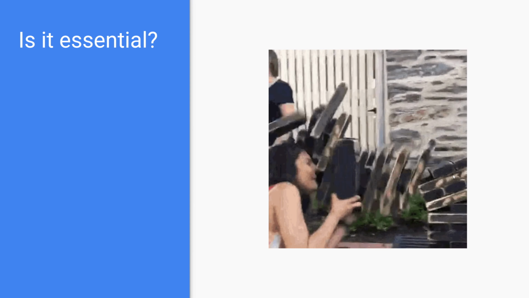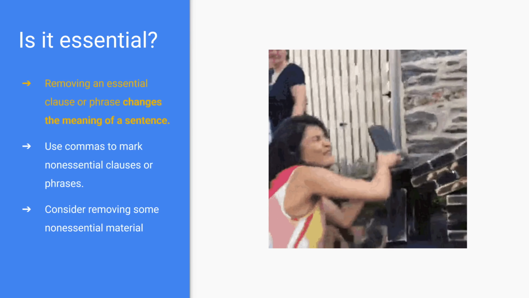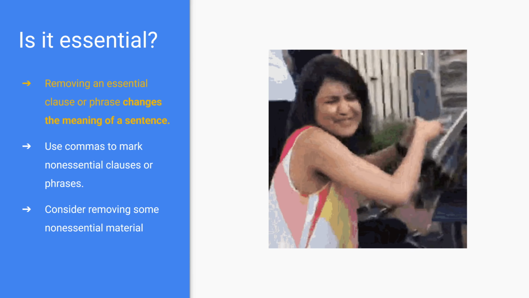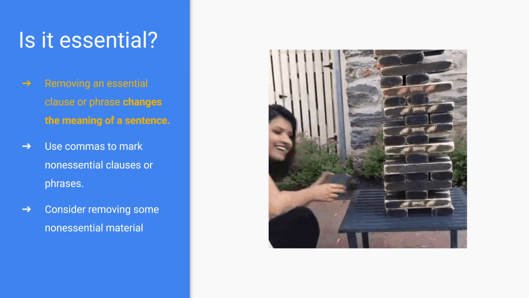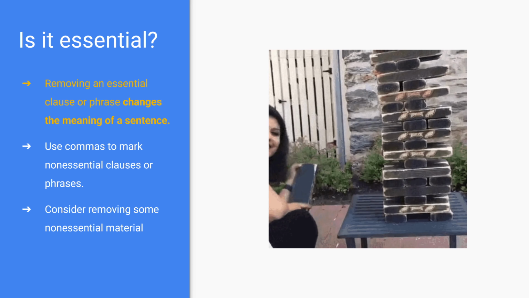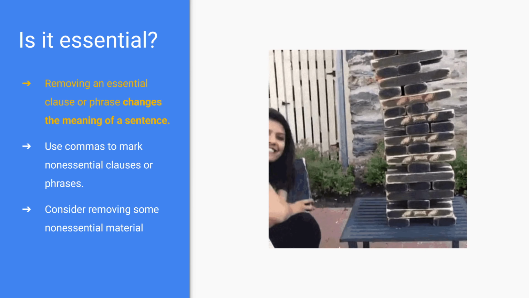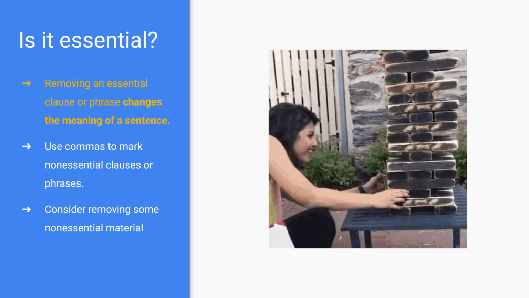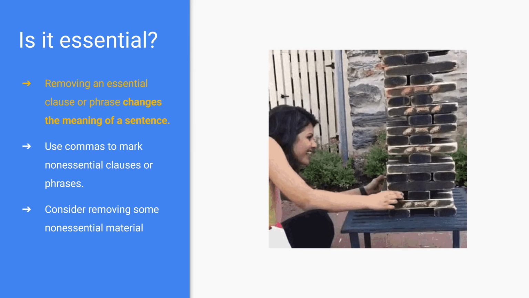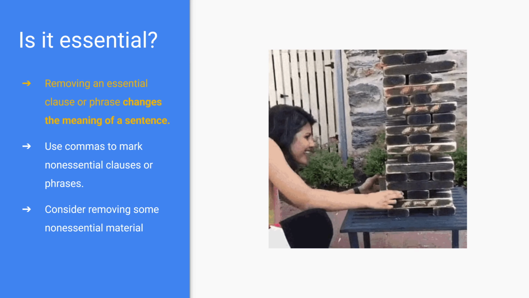So when you're determining whether or not a clause or phrase is essential, you need to think about how it relates to the rest of the sentence. If a clause or phrase is essential to the sentence, then removing it would change the basic meaning of what's going on. If you were to remove it and it takes out some additional details, but the overall meaning remains the same, then it is non-essential.